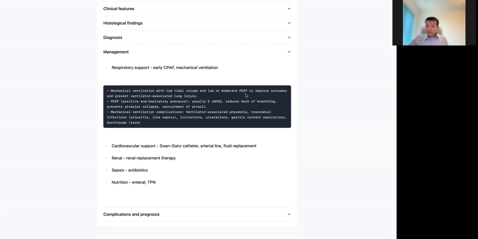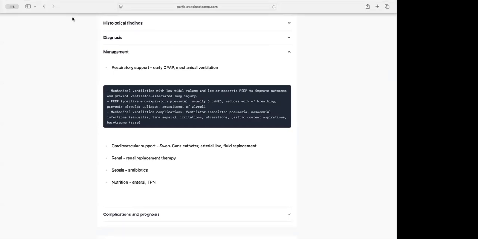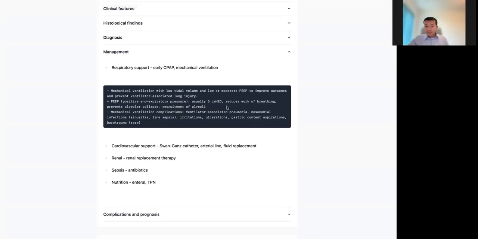Next, low or moderate PEEP. So first of all, we need to know what PEEP is. PEEP is positive end-expiratory pressure. Usually it's 5 centimeters of water. Again, PEEP, respiratory pressures, usually centimeters of water, don't get confused. This is the only centimeter water that you need to know for the purpose of the MRCS exam. It reduces work of breathing, prevents alveolar collapse, recruitment of the alveoli, and so on. This is from the textbook, but what I want you to have is an understanding down to the core, not memorizing the textbook. So what is PEEP? Tell me.